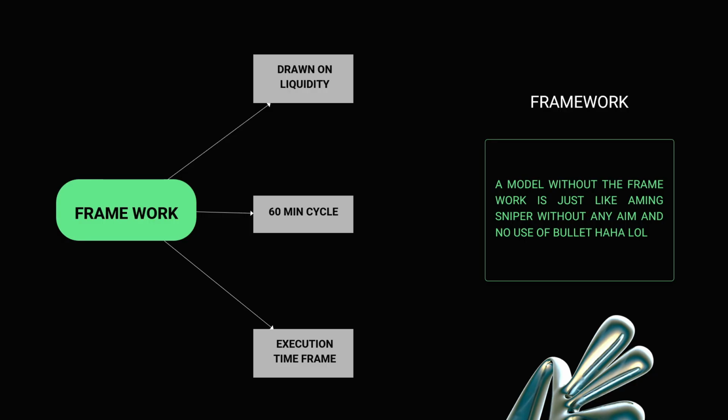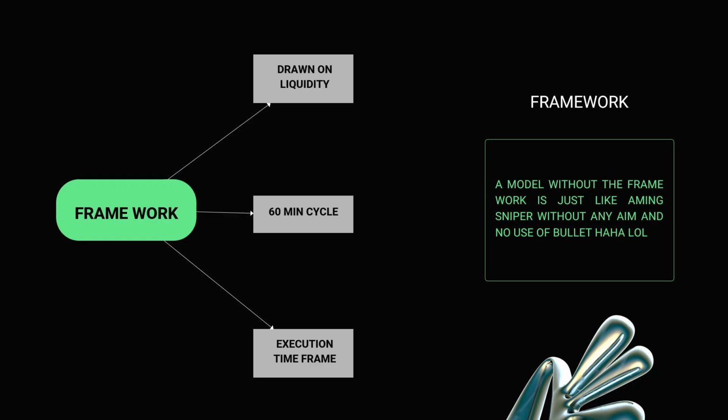Next, here comes the framework. Before getting into any model, there should be a base. So what is the base of silver bullet? Silver bullet consists of these three things. A model without the framework is just like aiming a sniper without any aim, with no use of a bullet. If we don't have any framework and we play with silver bullet, then the bullet goes in our head also. So this is a little joke. Sorry for that.